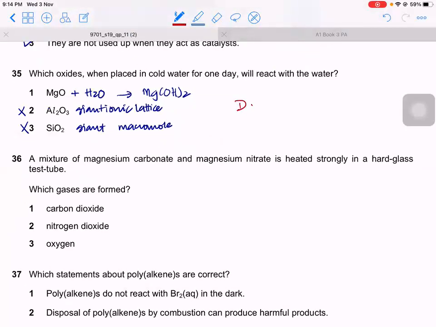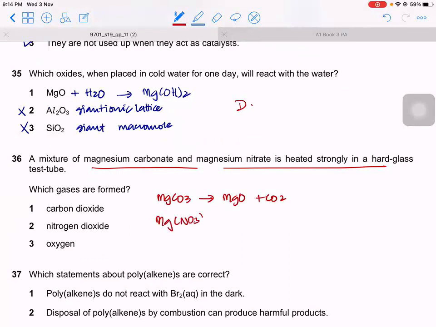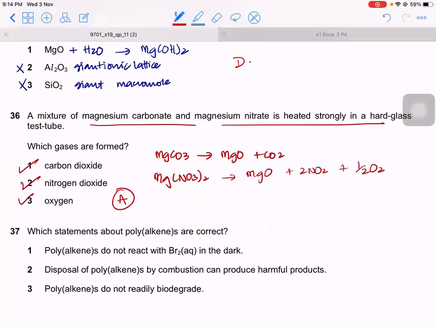A mixture of magnesium carbonate and magnesium nitrate is heated. What are your products? So magnesium carbonate, when you heat this, will give magnesium oxide and carbon dioxide. Magnesium nitrate will give magnesium oxide, 2 moles of nitrogen dioxide, and half a mole of O2. So you make carbon dioxide, yes. Nitrogen dioxide, yes. Oxygen, yes. All three gases, answer is A.